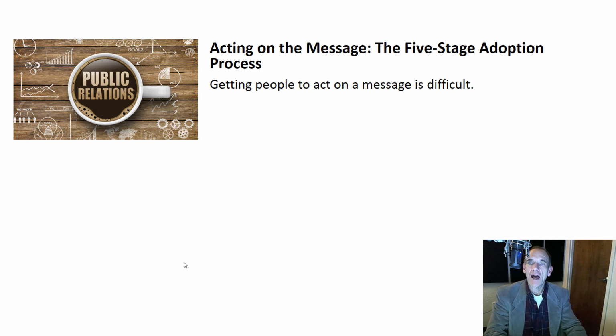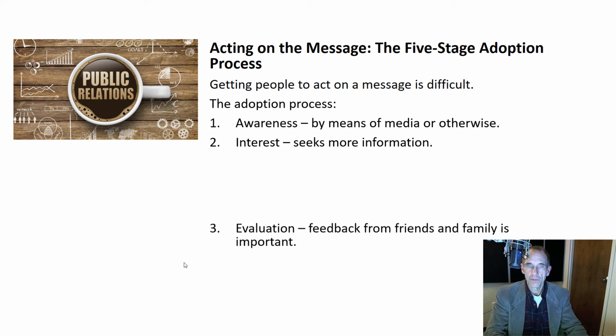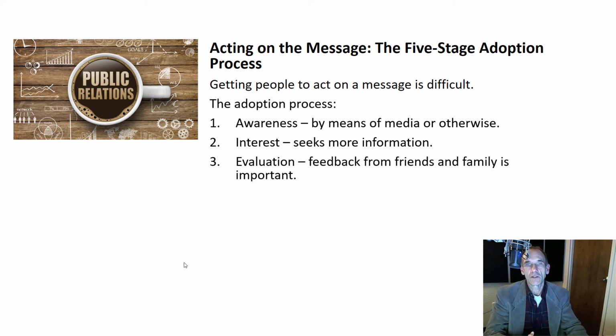Acting on the message, the 5-stage adoption process. This is the process that people go through in finally accepting the message, and this is not an easy thing. The adoption process is first awareness by means of media or otherwise, then interest, and if you are interested, then you seek more information. We're talking about the receiver of the message now, our target. Then evaluation, where feedback from friends and family is important. So before we commit, we'll go and ask about it and look into it more.